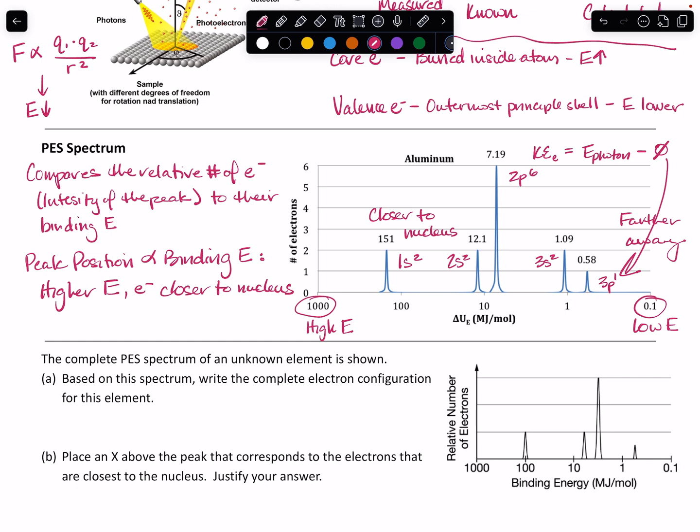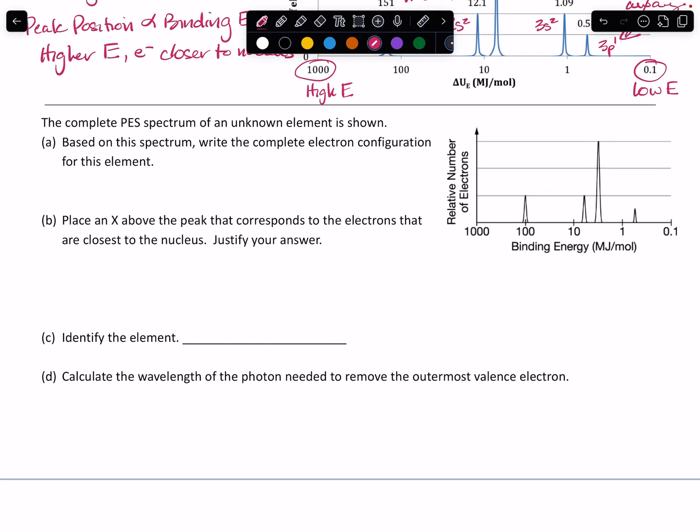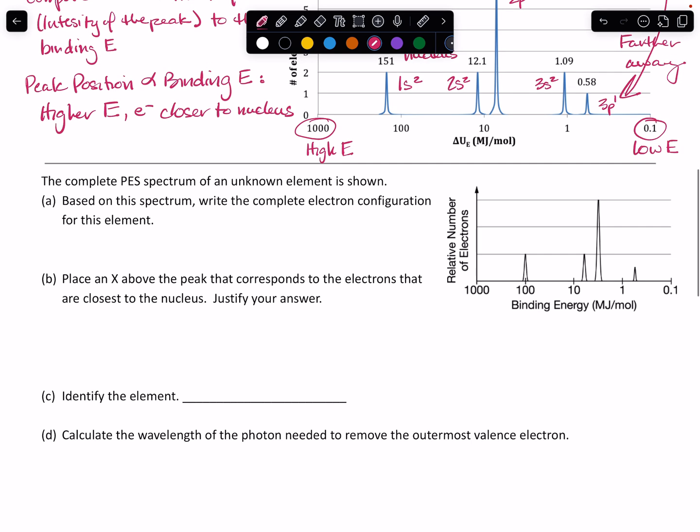Now, there are a couple different questions that we can use these to answer, and I've got an example down here. The complete PES spectrum of an unknown element is shown. Based on the spectrum, write the complete electron configuration. Starting closest in, 1s2, 2s2, 2p6. See how this last peak is half of these ones? So that's going to be 3s1. So there's our electron configuration.